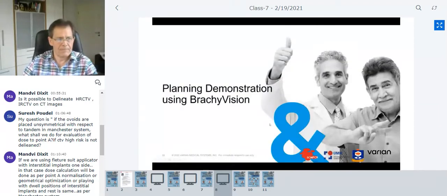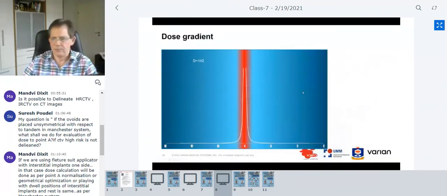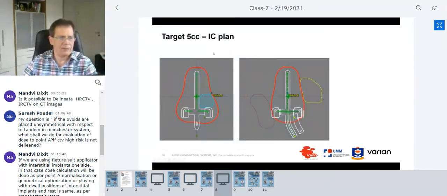Good. So let's go to BrachyVision. Before I start with this, I just want to remind you the main important point in brachytherapy is this dose gradient. So we see we have this 1/r². We see the dose in a small area, and when we go out of this area, the dose falls rapidly down. This is very important to remember.